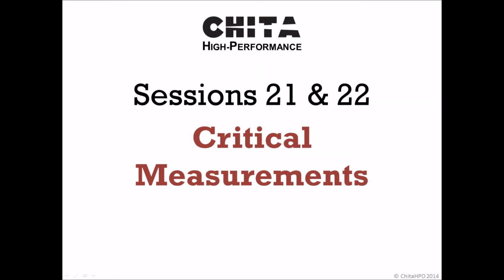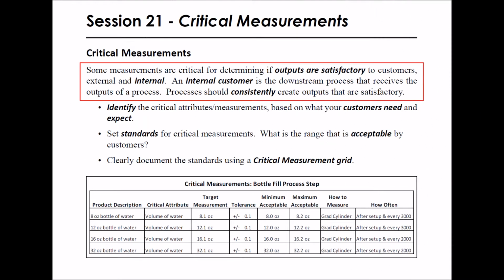Sessions 21 and 22, Critical Measurements. Some measurements are critical for determining if outputs are satisfactory to customers, external and internal. An external customer is the end user of the finished product. An internal customer is the downstream process that receives the outputs of an intermediate process.